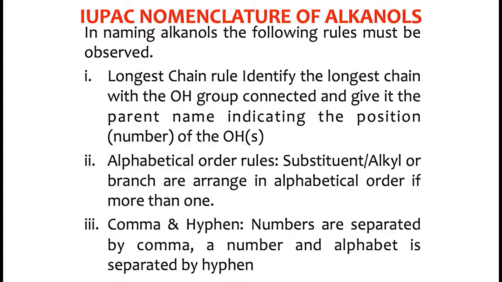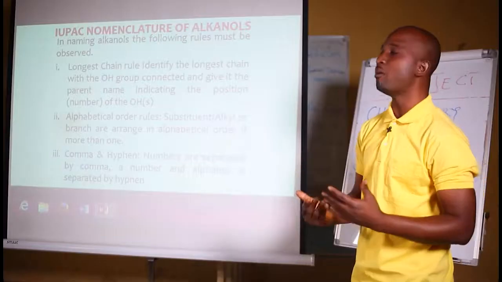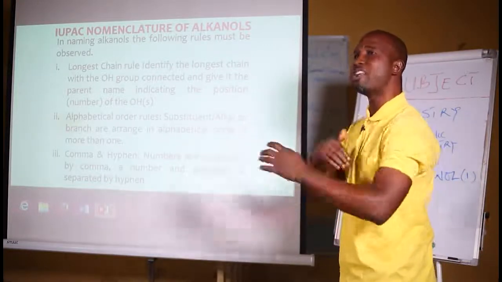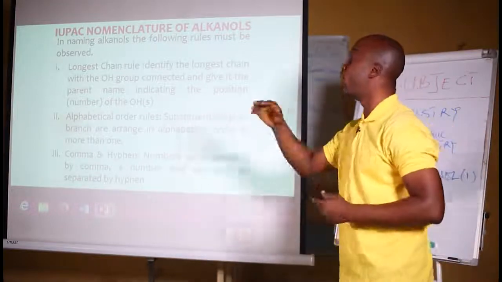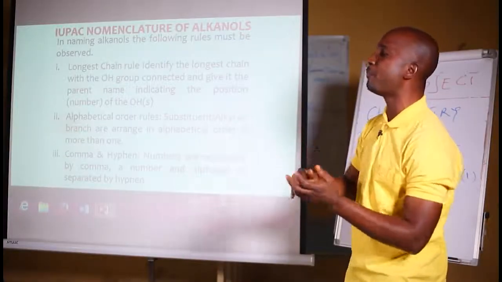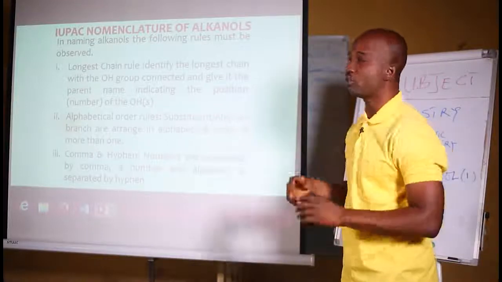Then number 2, it says the alphabetical order rule: substituent, alkyl group or branch are arranged in order of increasing alphabet, meaning that E comes before M. So if you have ethyl and methyl in the same structure, when naming, ethyl should come before methyl. Then the comma and hyphen rule, meaning that numbers are separated by a comma. If you have 2 numbers in the name, they are separated by a comma, while a number and alphabet is separated by a hyphen. That means if you have a number or a number preceded by an alphabet, you introduce a hyphen.